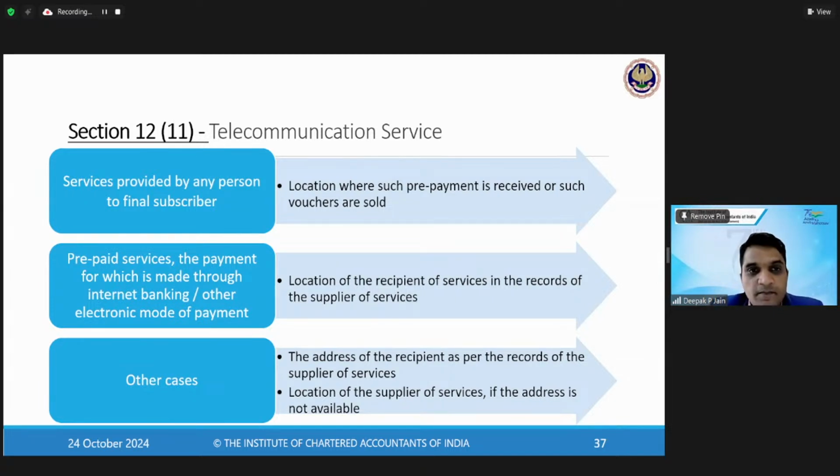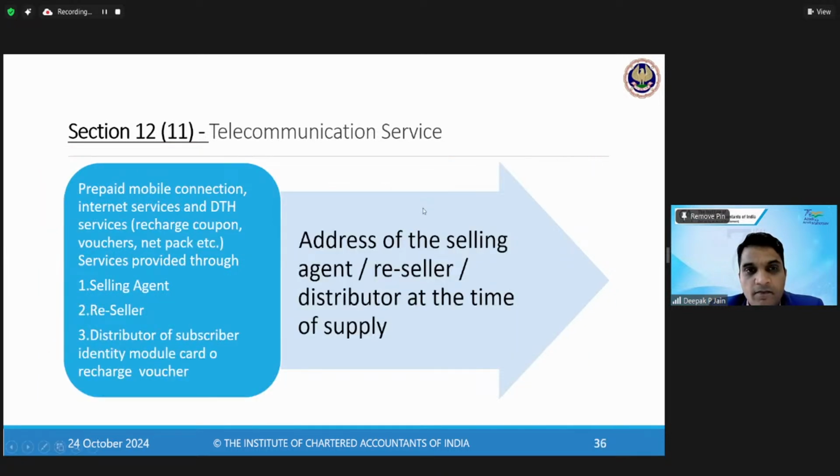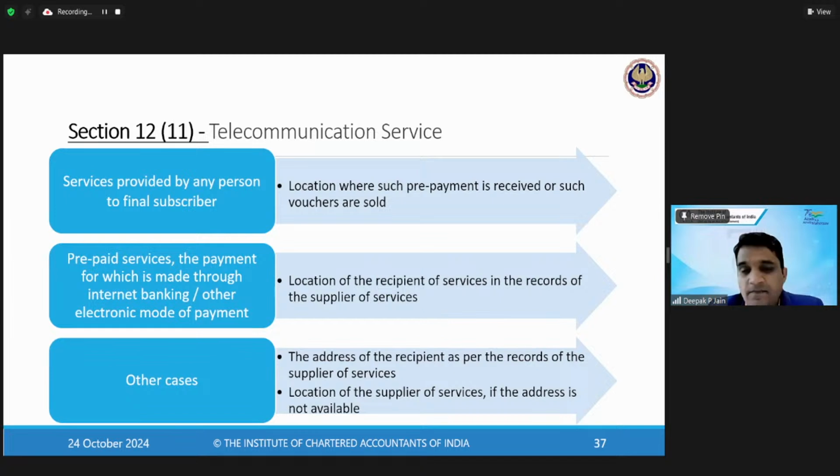Yes, sir. In telecommunication service, in case the service is provided by any person to the final subscriber, then the location of prepayment. In case of prepayment, the seller's address is considered as the seller's location. We will consider the seller's location.